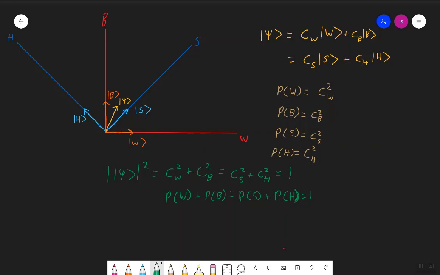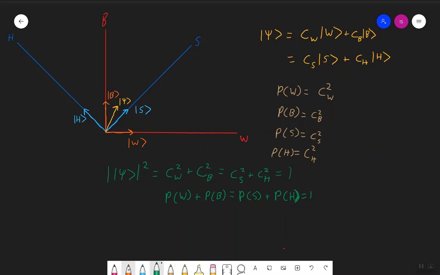Okay, and so again, remember, it's important to know that the probabilities have to all add to 1. And this is, in fact, called normalization. And normalization is that the magnitude of psi is 1.